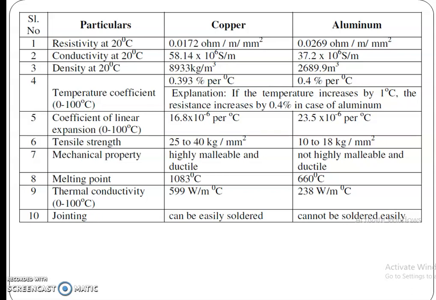So in examinations, these are the values. If you remember them, you can write. Otherwise, you can make the general difference. We can write one or two specific values in between. You write and make the proper answer: difference between copper and aluminum.